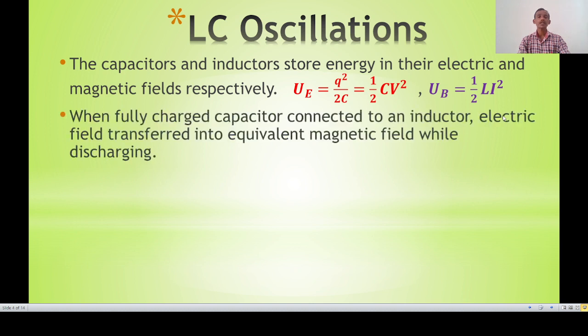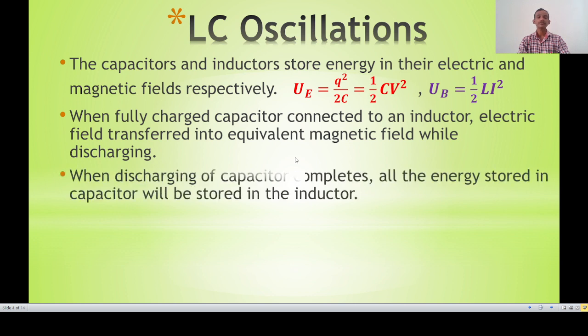Now, when we consider a fully charged capacitor connected to an inductor, the electric field transfers into an equivalent magnetic field while discharging. That is, when a fully charged capacitor is connected to the inductor, it will be discharged by flowing current. Electric energy is converted into magnetic energy, and magnetic field energy is converted into electric field energy. That is, when discharging, all the energy stored in the capacitor will be stored in the inductor.